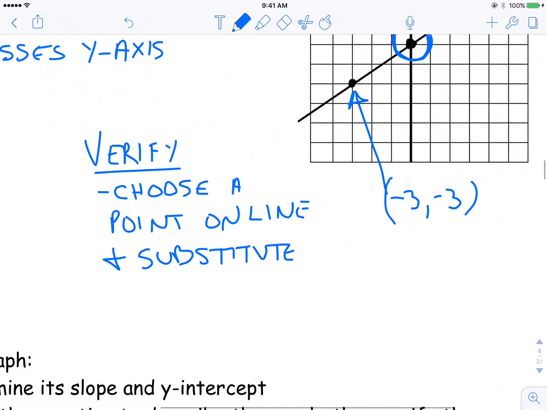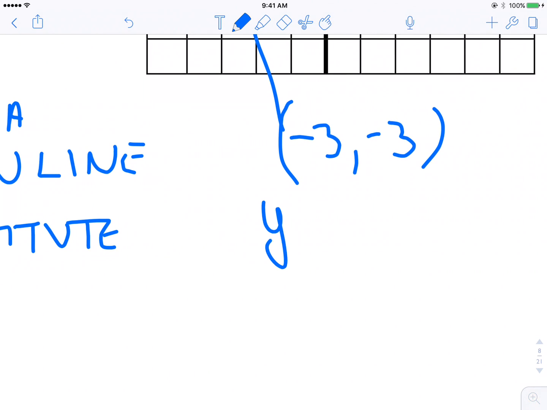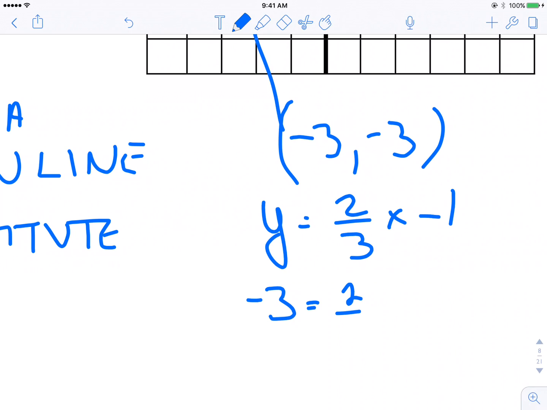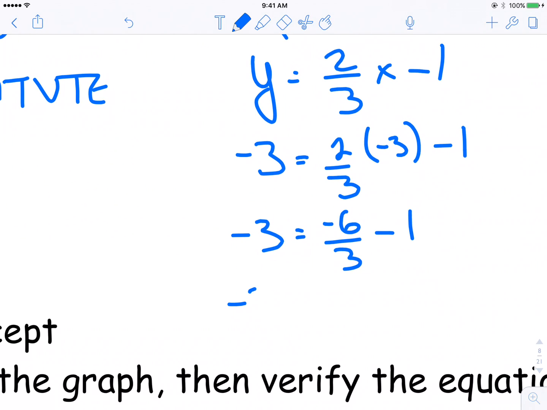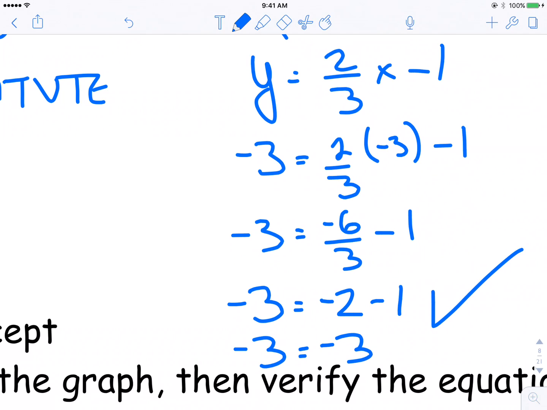I'm going to take the equation that I found. y is equal to 2 over 3x minus 1. I'm going to substitute in x and y. -3 is equal to 2 over 3 times -3 minus 1. Multiplying straight across the top, straight across the bottom, this gives me -6 over 3 minus 1. Well, -6 over 3 reduces to -2 minus 1, which is -3. Verified.